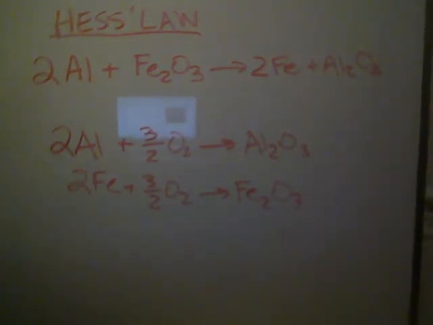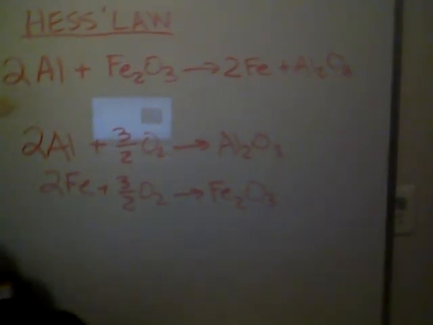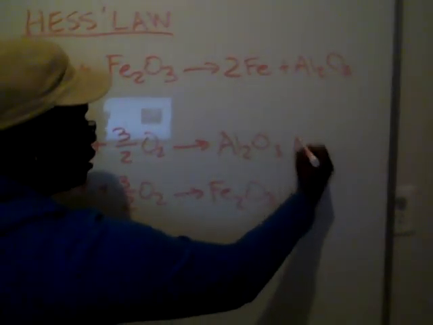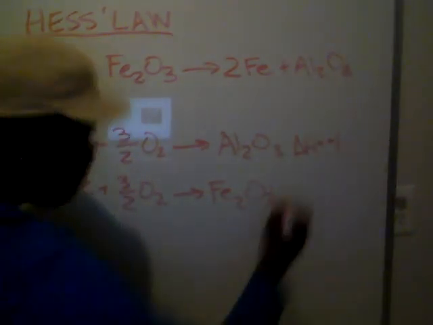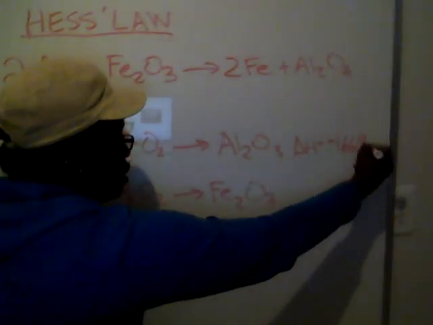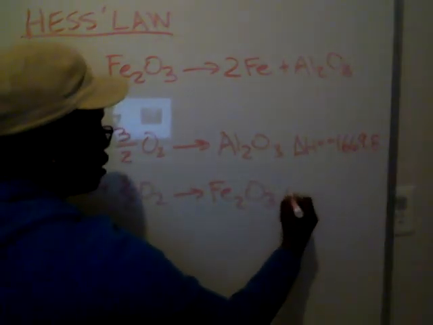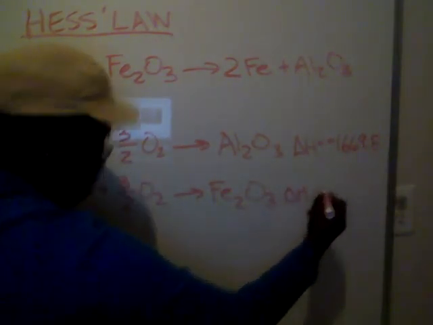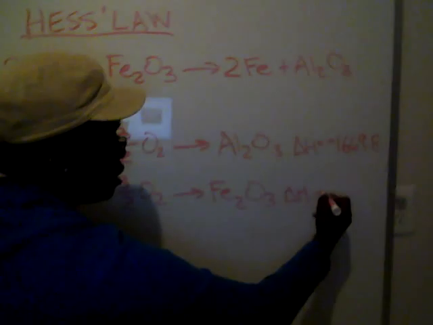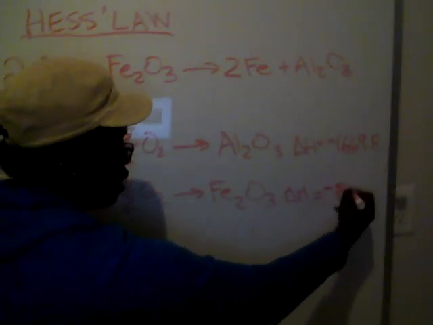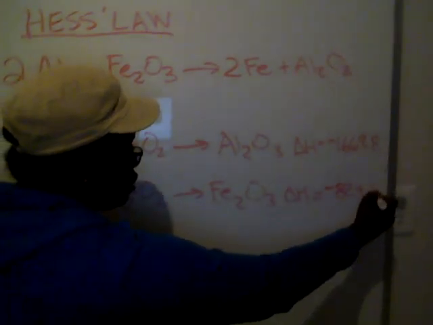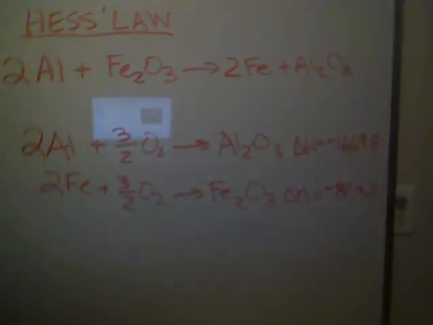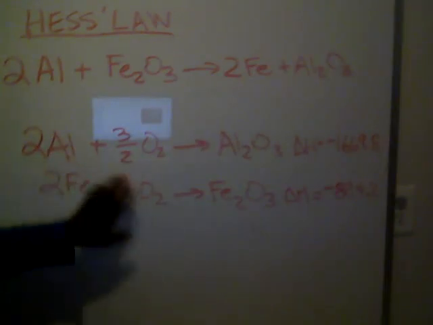Okay, and so the other thing they also give us for the steps is the heat that was needed for each step. So this is negative 669.8, and this one is negative 824.2. Okay, so we have the steps and we have the heat. Now it's up to us to figure out how we might need to use these steps.